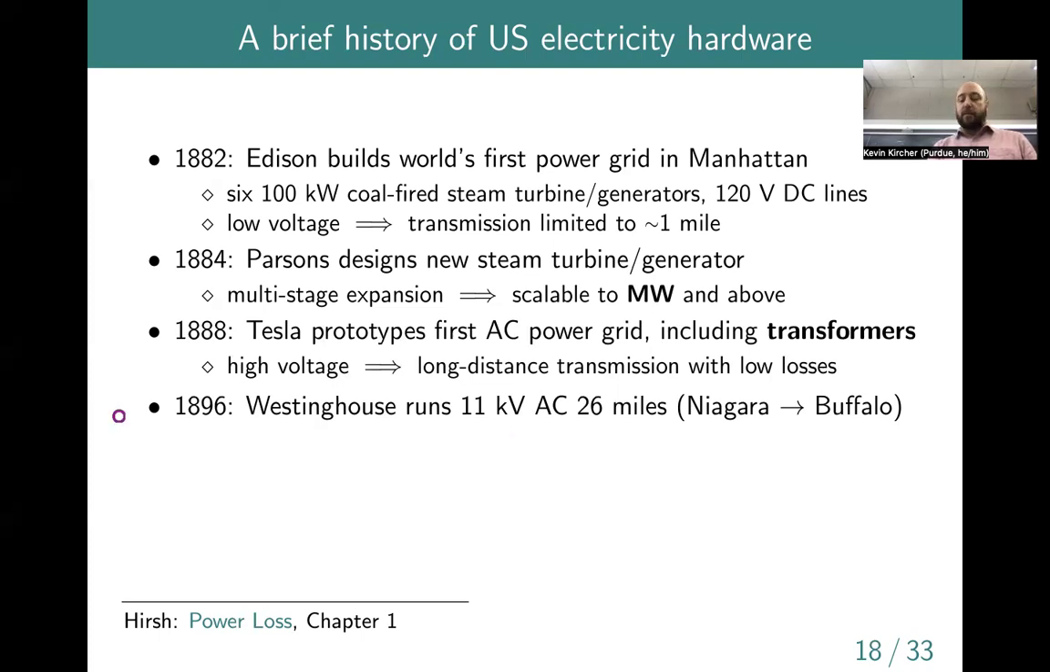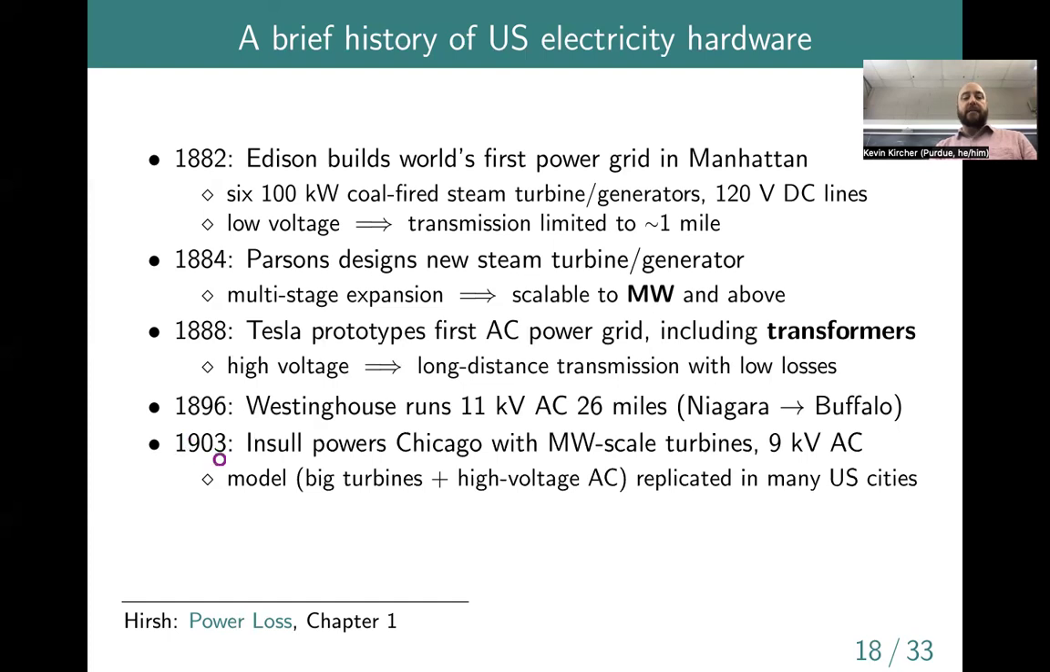And so it wasn't actually for about a decade until a person named Samuel Insull, who had been Thomas Edison's secretary for about a decade, put together these two innovations: big power plants and long distance high voltage power lines. And he did this in the Chicago area, building megawatt scale turbines and transmitting over 9 kilovolt AC lines. And so this model really was the winning model of technology for most of the 1900s, using big turbines and high voltage AC transmission. And it was replicated not necessarily by Insull, but by competitors in other businesses and in other cities across the US.